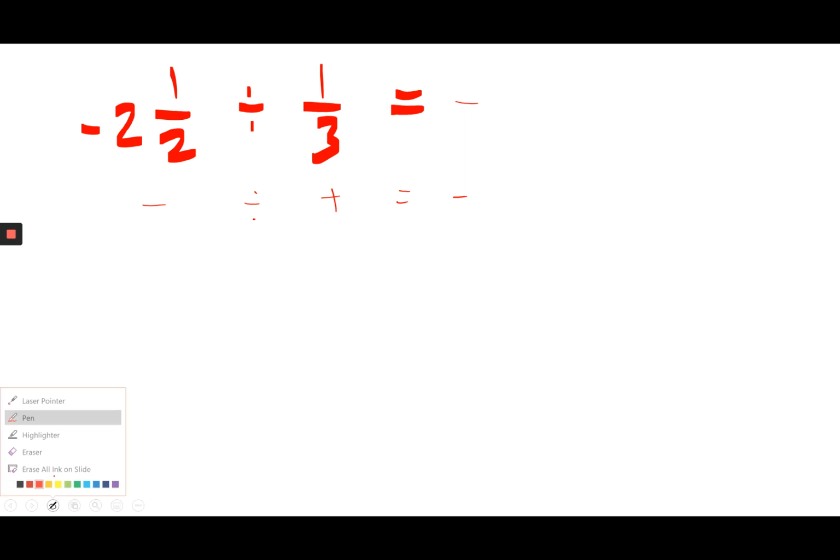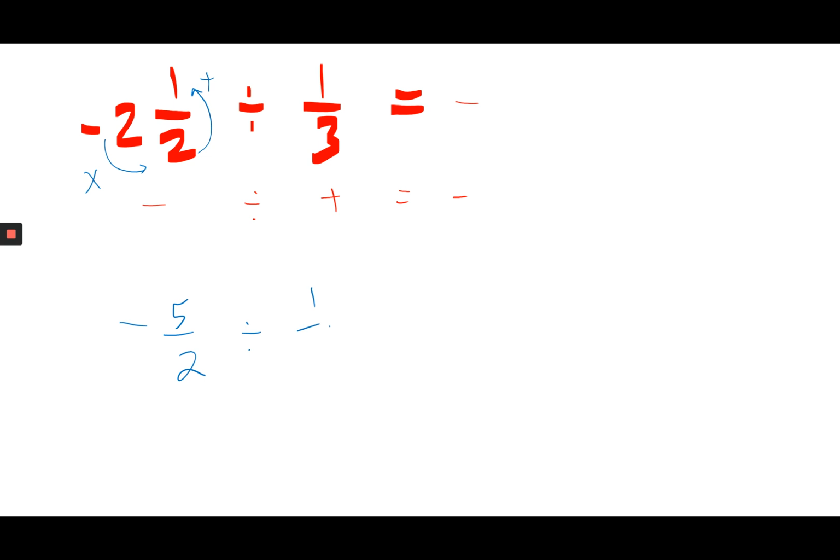First example, negative 2 and 1/2 divided by 1/3. First, you need to note that you have something negative divided by positive. When they are not the same, the answer is going to be negative. So negative divided by positive is always negative. Now I can start playing with this mixed number. 2 times 2 is 4, plus 1 is 5, negative 5/2 divided by 1/3. And then we know that the answer is going to be negative.